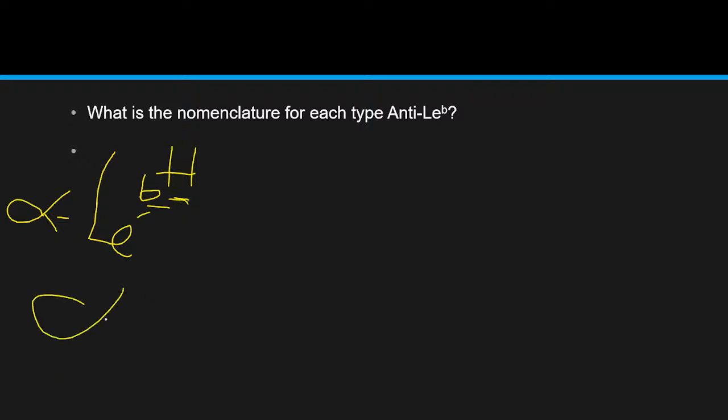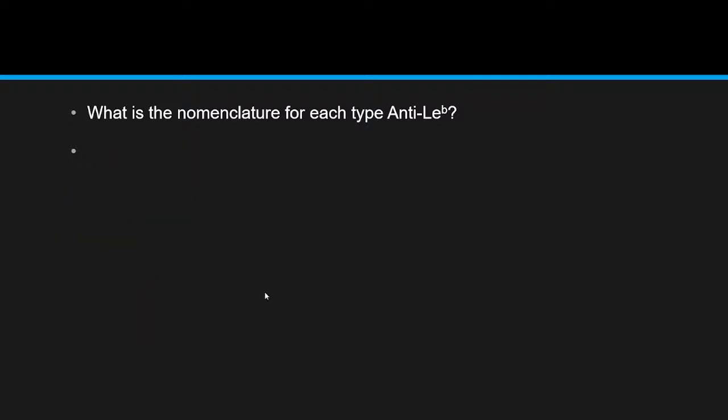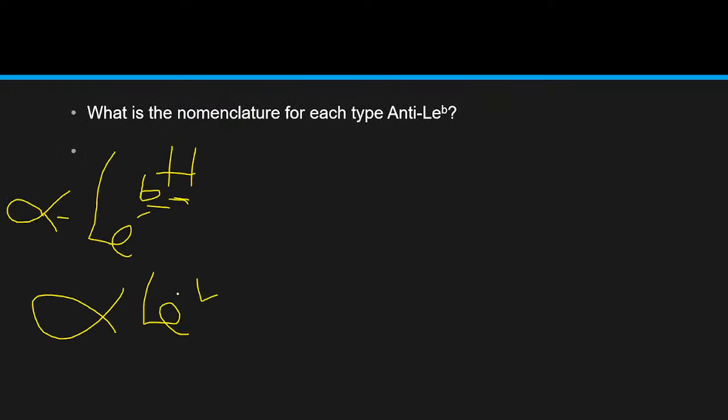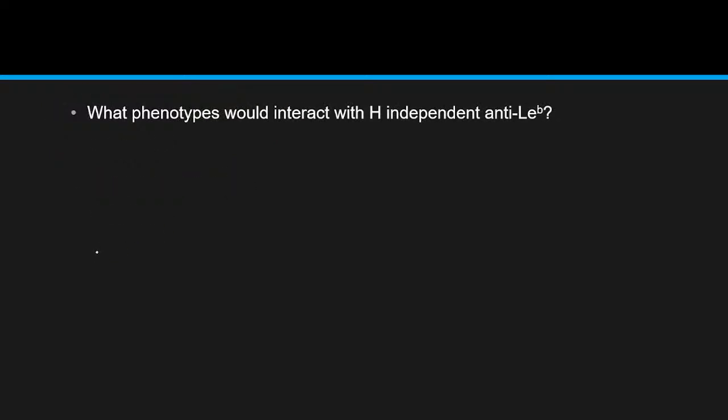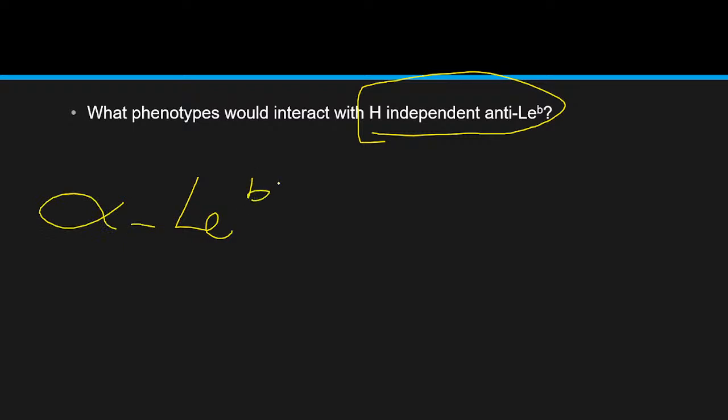Okay? The other variant is anti-LEB L. Sorry, hindi ko na complete. Alright? So these are the nomenclatures and these are the other names. Anti-LEBH, anti-LEBL. Now, what phenotypes would interact with the antibody, with the independent one, or your anti-LEBH? Who would react to these things?